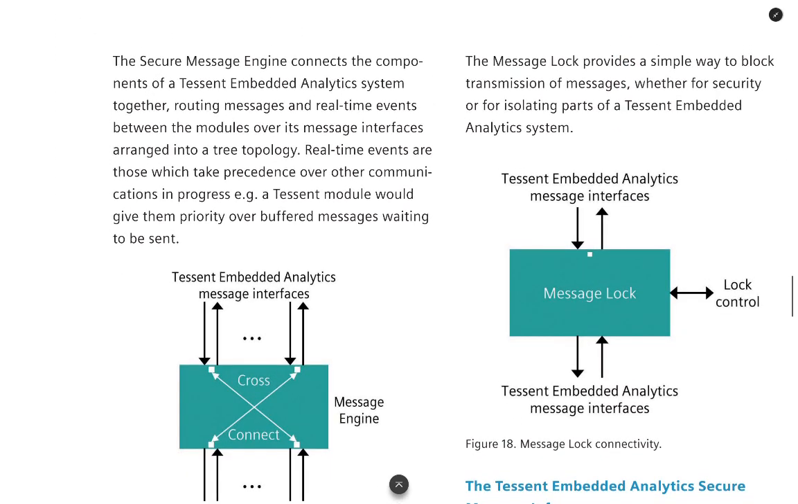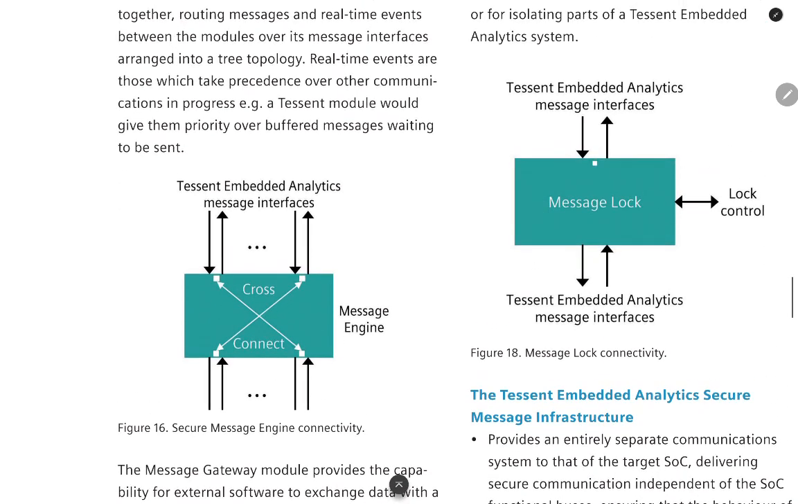So the secure message engine connects the components of the Tessent embedded analytics system together, routing the messages and the real-time events between the modules over its message interfaces arranged into three topologies. Real-time events are those which take precedence over other communication in progress. For example, a Tessent module would give them priority over the buffered messages waiting to be sent. This is figure 16, the secure message engine connectivity.